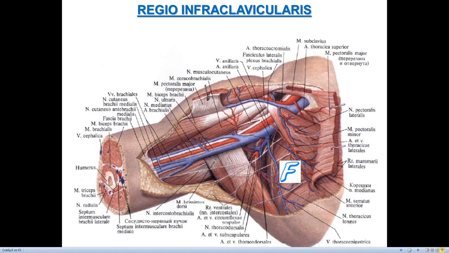Arteria thoracoacromialis passes to the subpectoral space from the axillary fossa and divides here into three main parts: pectoral branch, ramus pectoralis, deltoid branch, ramus deltoideus, and acromial branch, ramus acromialis. They travel in the same main regions.